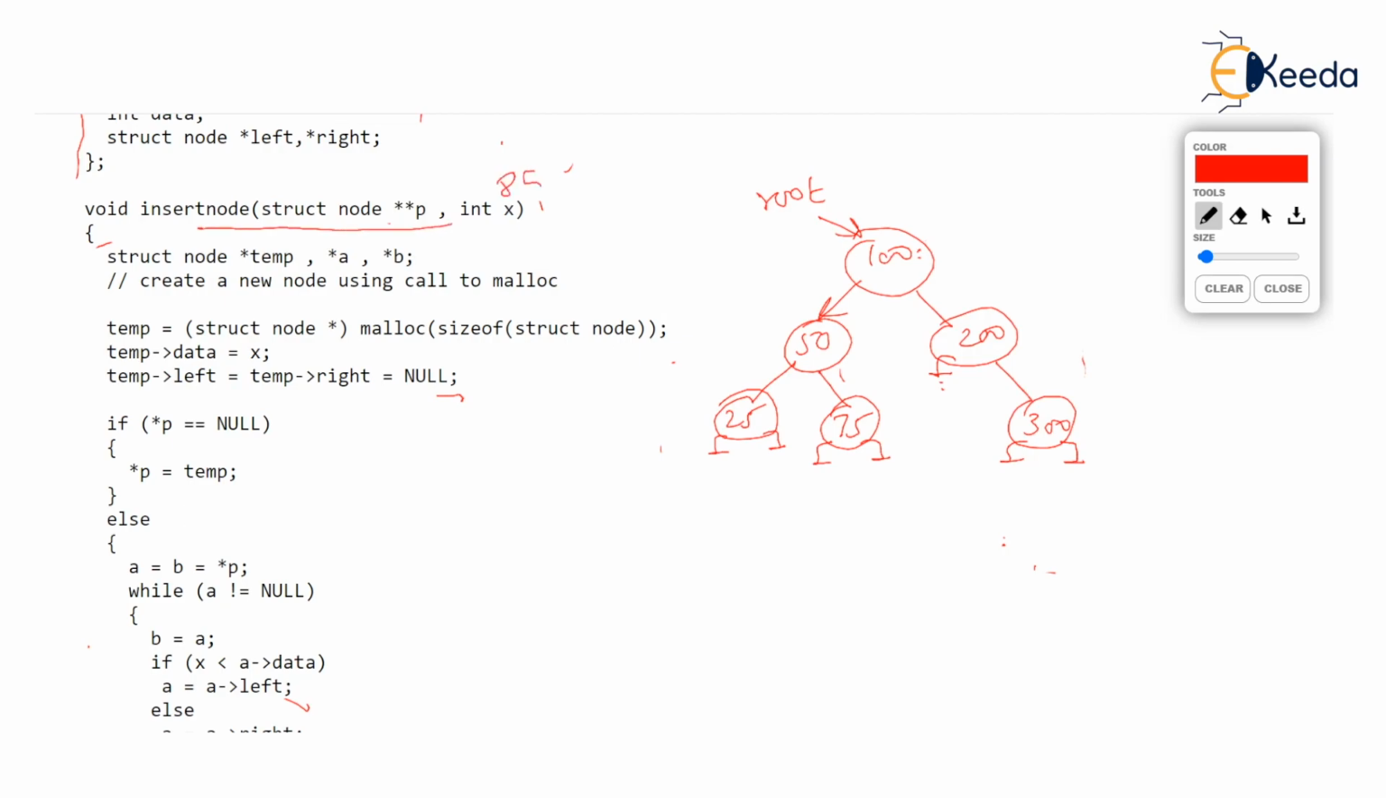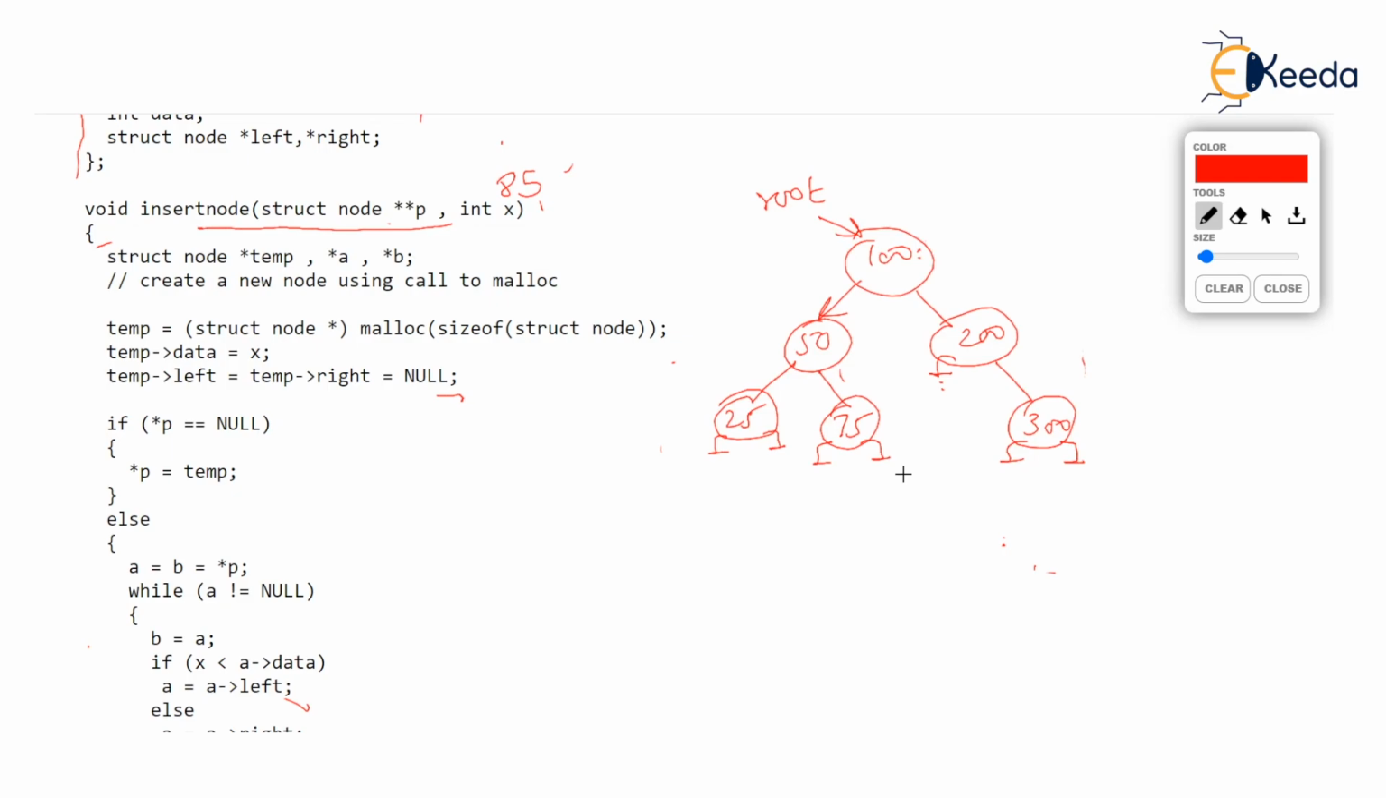Now observe, you know very well where 85 will go. 85 will go to the left of 100. You can start from root. 85 is less than 100, but then 85 will be compared with 50. 85 is greater than 50, so 85 should go to the right of 50, but 85 will be compared with 75, and 85 is greater than 75, so it should go to the right of 75. So 85 will become right child of 75. But how exactly will this be done by my program is very interesting to see.